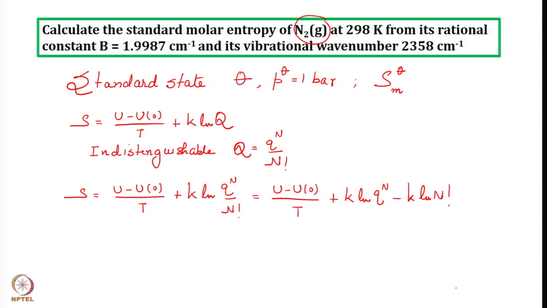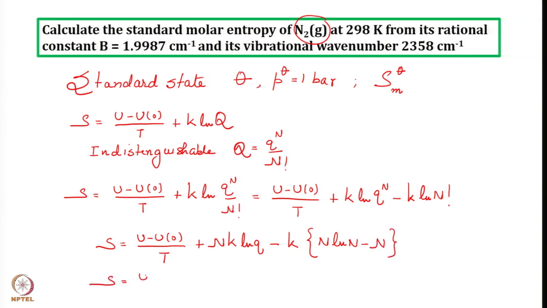Alright. Let me rewrite it. S is equal to (U minus U0) by T plus N k log q minus k log N factorial, which is N log N minus N. Okay, next S is equal to (U minus U0) by T plus N k, which is equal to N R, we have discussed many times, log q minus N R log N plus N R.